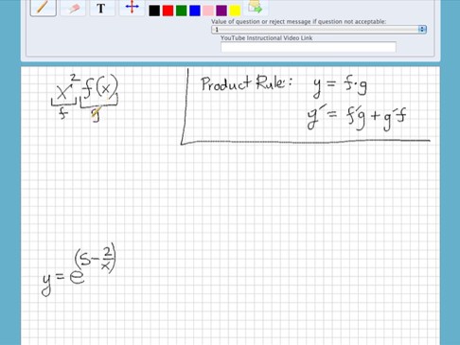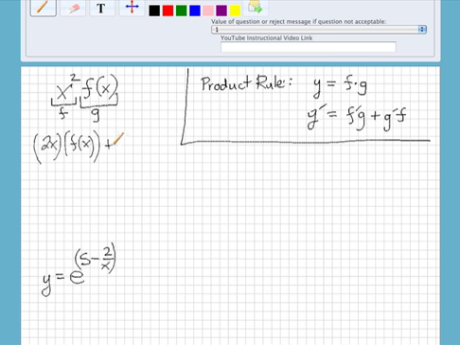I know that can be a little confusing, but the product rule just says if you want to find the derivative of a function of x times a function of x, it's the derivative of the first function times the second, plus the derivative of the second function times the first. So here this is f, so we're going to take the derivative of that. It's going to be 2x times the second function, which is just f of x.